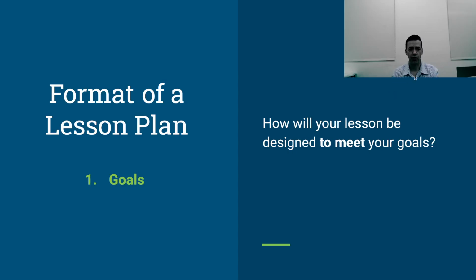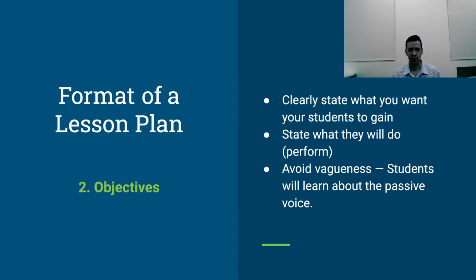Okay, so we're going to go through the format of a lesson plan, and then in class we'll talk about this a little bit more, but just to go through. Now, there's no set model of how your lesson plan should look, but these things should be inside. So first of all, you should have goals. And you need to think about how your lesson will be designed to meet your goals. So remember, everything that you do should go back to the very beginning. What were your course goals? And then you're going to set objectives for the lesson as well. So the objectives come next.